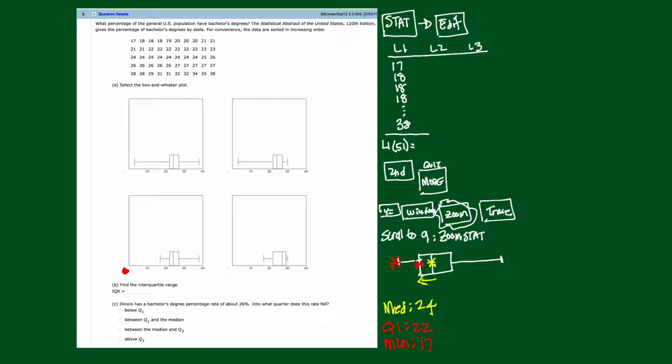Now, press the right arrow key a couple of times to get your cursor over to this position. Your cursor's over there, and it's telling you the third quartile is at 27. That's the 75th percentile. So 75% of all the values are 27 or below. Now, press that right arrow key again, and we should be over here at max. That's going to give us the maximum piece of data, which is 38.